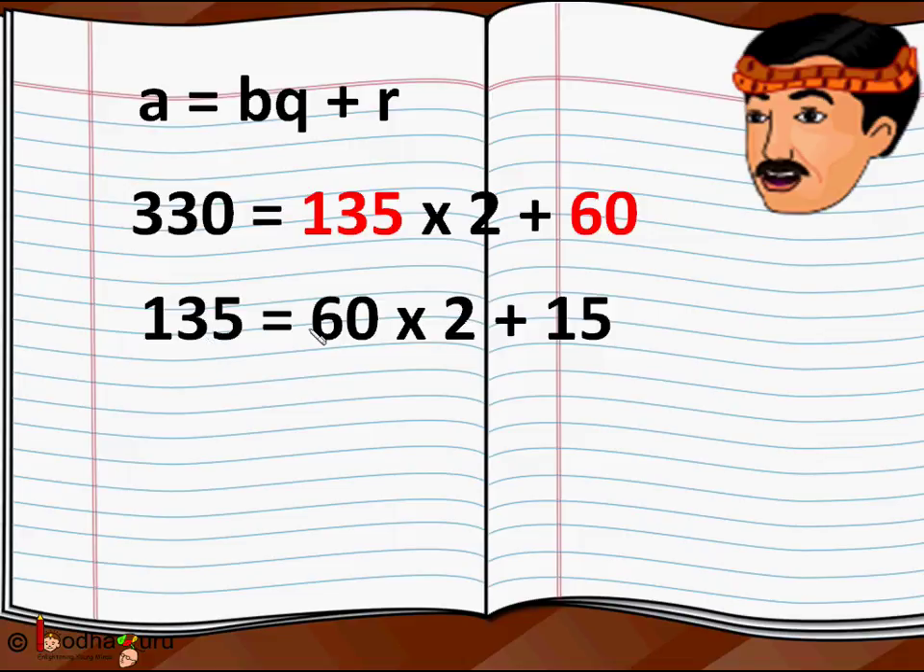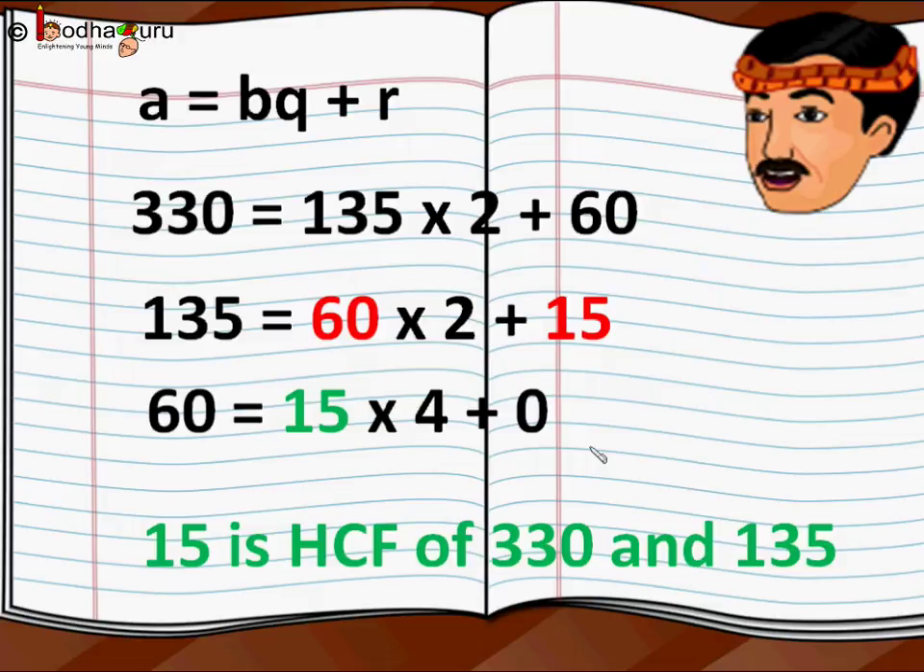We again put them into Euclid's division lemma. 135 divided by 60. We can represent now 135 is equal to 60 into 2 plus 15. The remainder 15 is still not 0. So we take 60 and 15 for the next step. We put them into Euclid's division lemma. 60 divided by 15. We'll get 60 is equal to 15 into 4 plus 0.